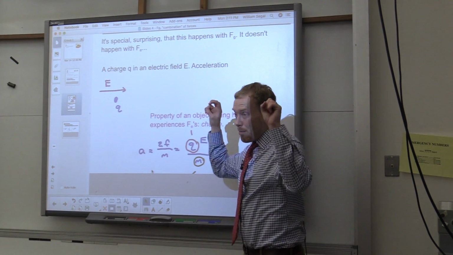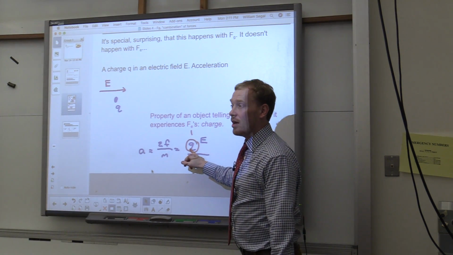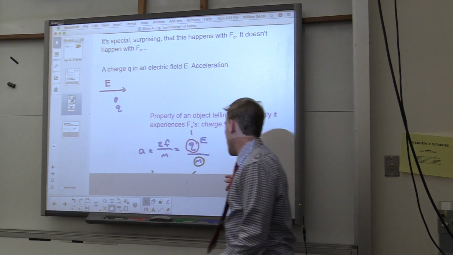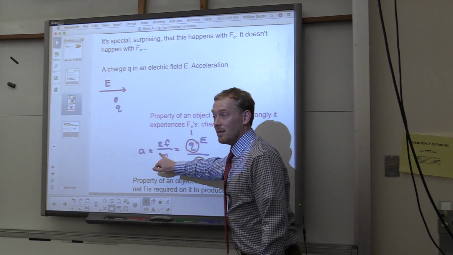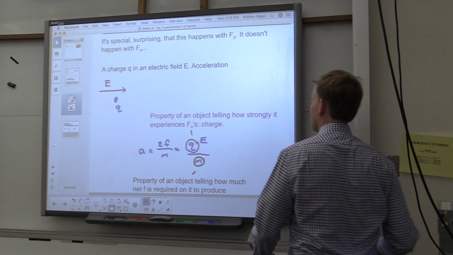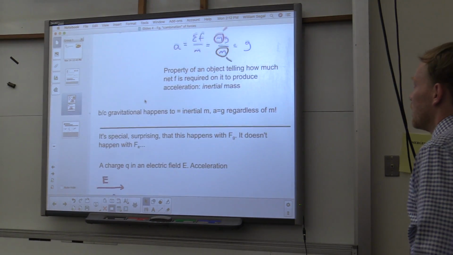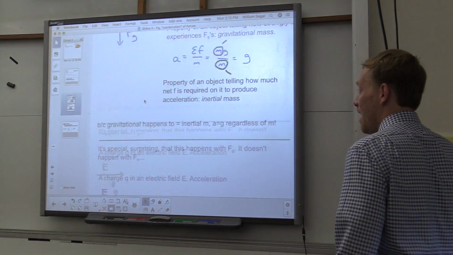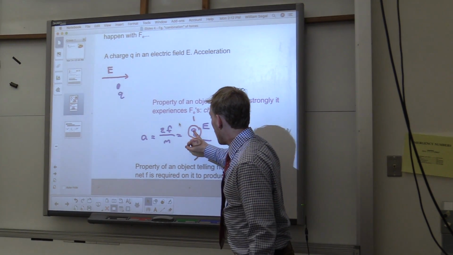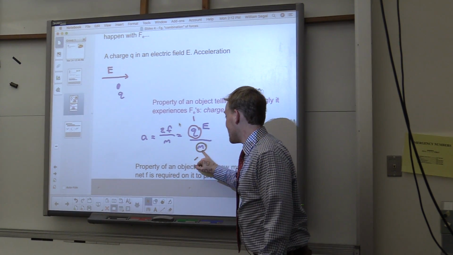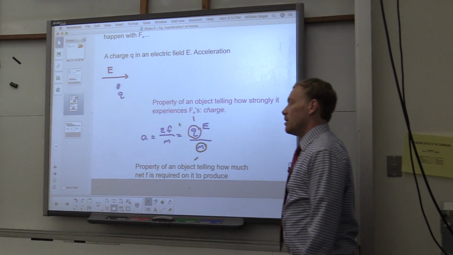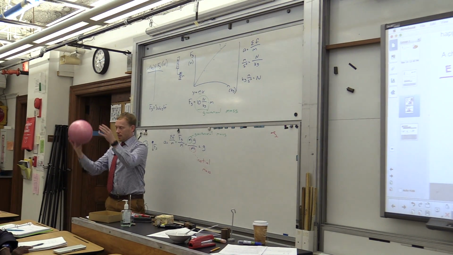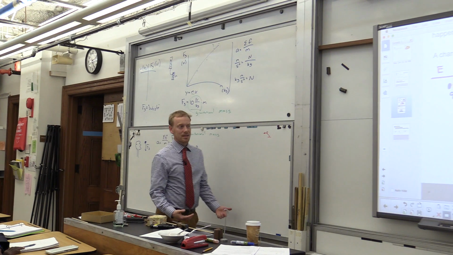It's like the electric mass is not a mass. It's the charge. The feature of an object that tells you how strongly an object responds to electric fields is charge, not mass. But down here is still inertial mass. So for gravitational forces, the gravitational mass is the inertial mass. That's not the default. It's not the case for the electric force, where the electric mass is not the same as the inertial mass. So it's not true in the electrical case that everything falls with the same acceleration. It is a huge coincidence.